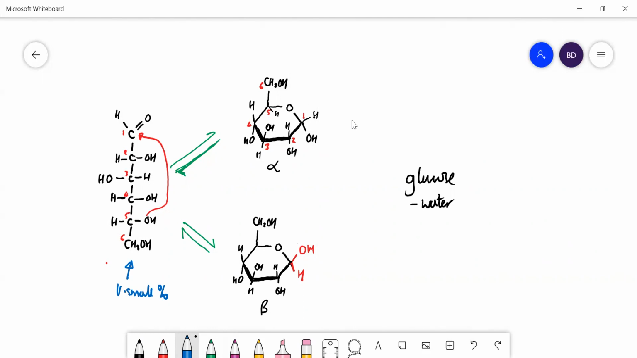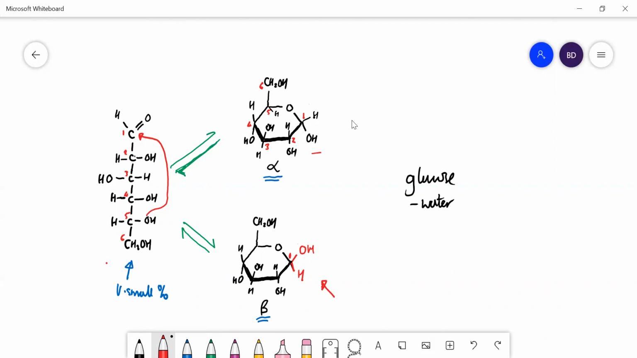So if you look at the ring forms, they're called the alpha form, which you've got alpha there, and the beta form, and they're extremely similar to each other. The only difference is I've highlighted in red here in the beta, and you can see on that first carbon atom, number 1 there, in the beta form, the OH is sticking up and the H is sticking down, whereas in the alpha form, it's the other way around. That's the only difference there.